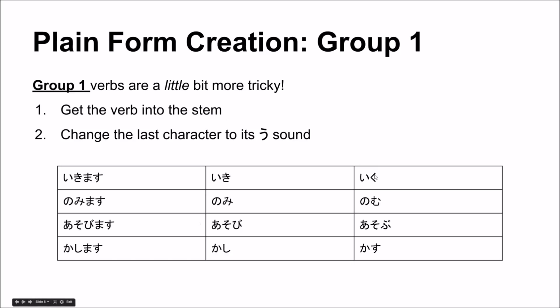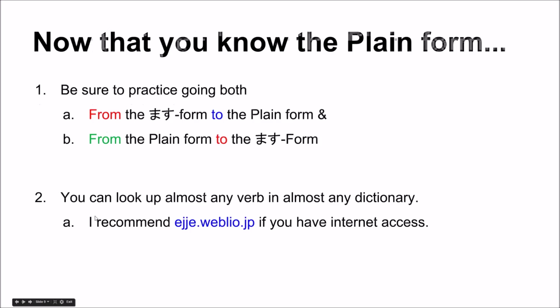If you see iku, I just went back a slide. If you see iku, the ku turns into the e sound, because remember how we turned it from the e to the u. To go backwards, you change the ku to a ki, the mu to a mi, the bu to a bi, and the su to a shi. And then you just add mas. So be sure to be able to do it both ways. Practice it as much as you can.